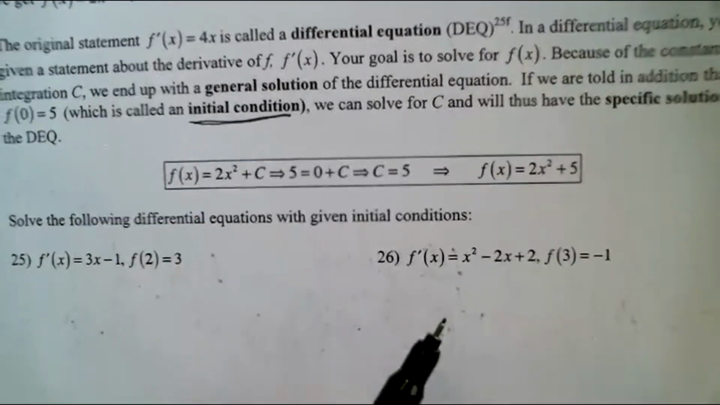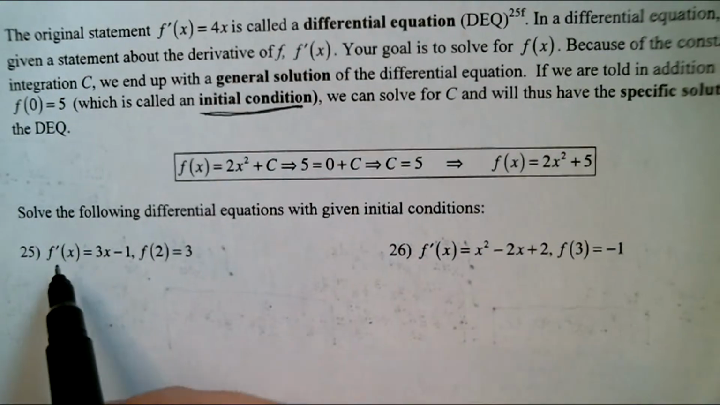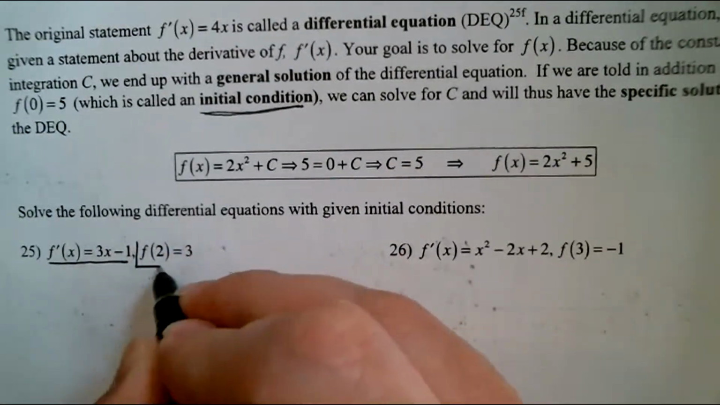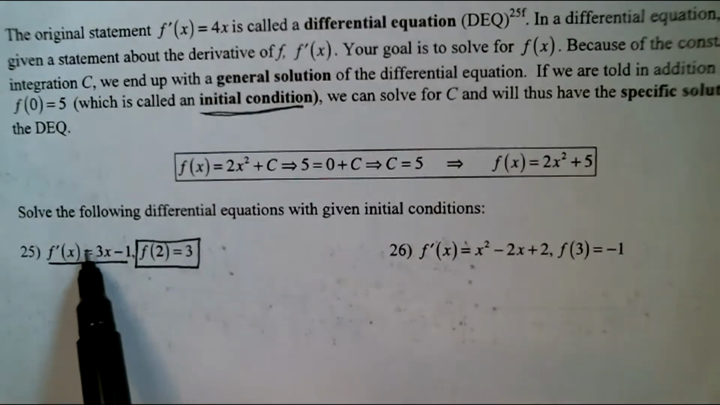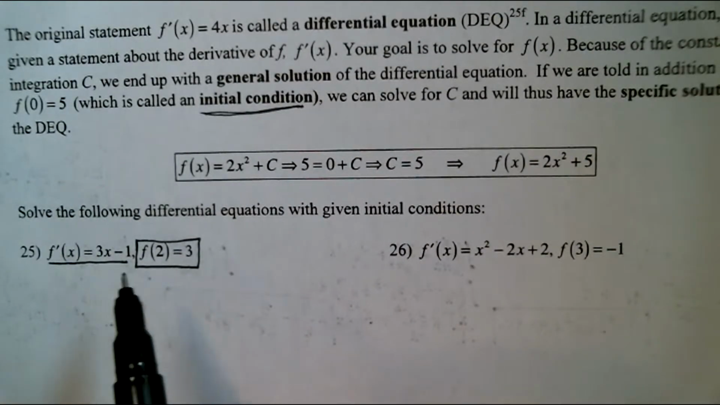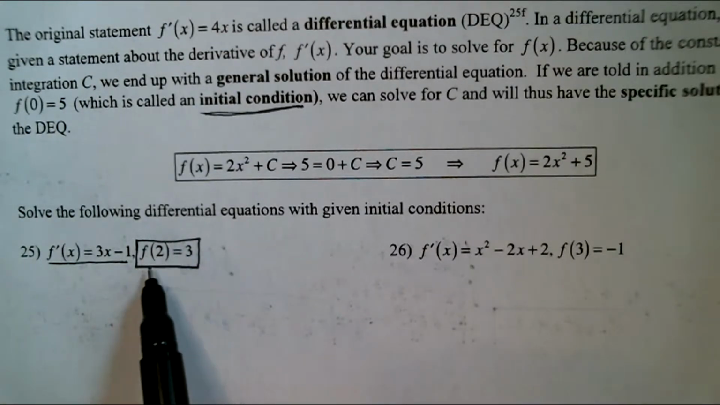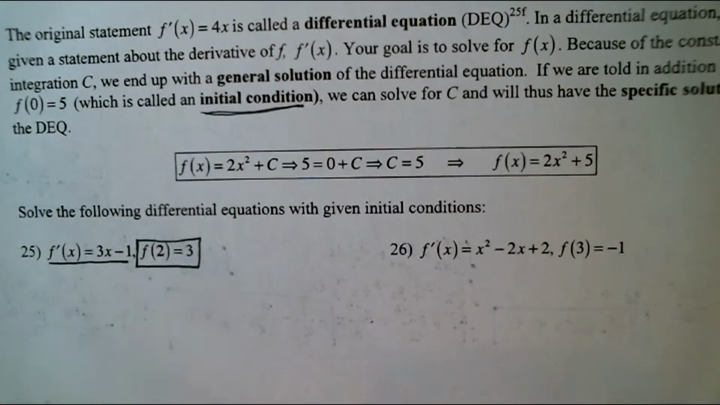So solve the following differential equations with given initial conditions. It's given us this right here, and this is our initial condition. So it's saying, find your function that you come from this right here, and then find the more specific solution of f of x based on this fact about f of x, and that is when y is 2, x is 3.